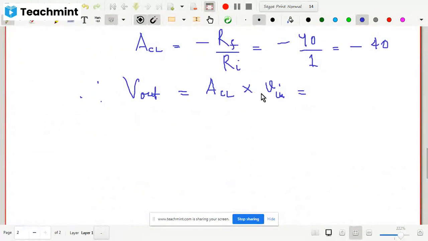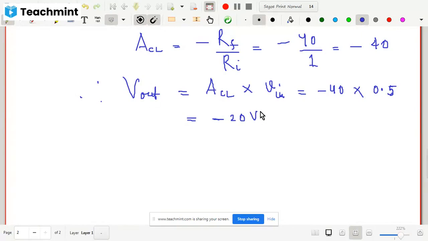So ACL is minus 40 into your input, which is 0.5. If you do the simplification of this, you will get 20, is it not? 4 into 5, you will get 20. So you will get minus 20 volt. You see, minus 20 volt. So this negative sign indicates that the output voltage is out of phase.